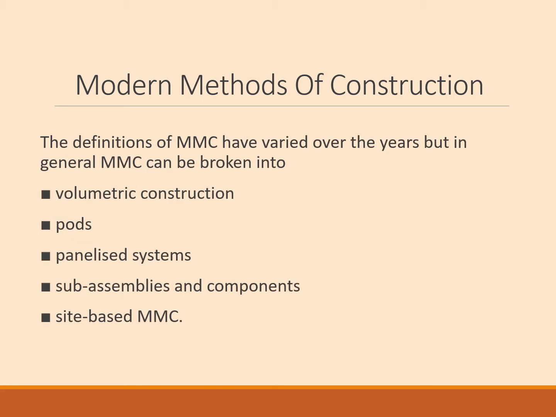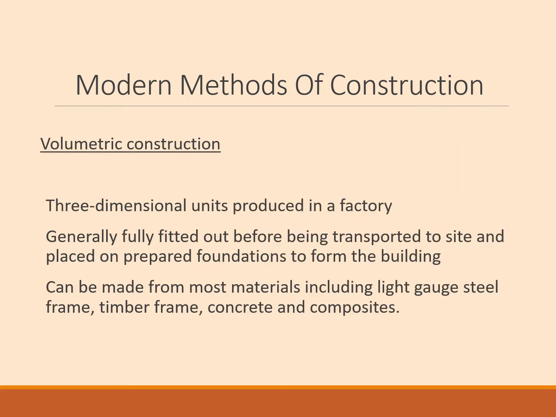The definitions of modern methods of construction have varied over the years, but in general it can be broken down into volumetric construction, pods, panelised systems, sub-assemblies and components, and site-based modern methods. Volumetric construction is characterised by the off-site design and manufacture of three-dimensional units. They are assembled under factory conditions, typically made of timber or steel, and they're very often transported to site fitted out with their internal fixtures and fittings complete. Once they arrive on site, the units are placed on prepared foundations to form a building.